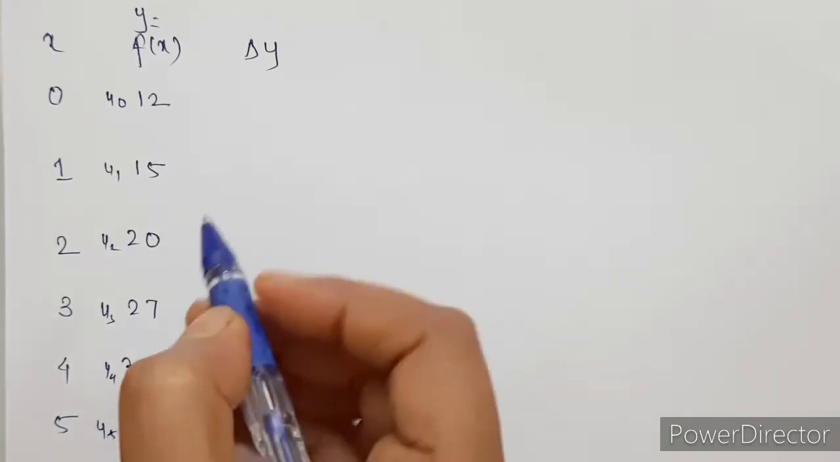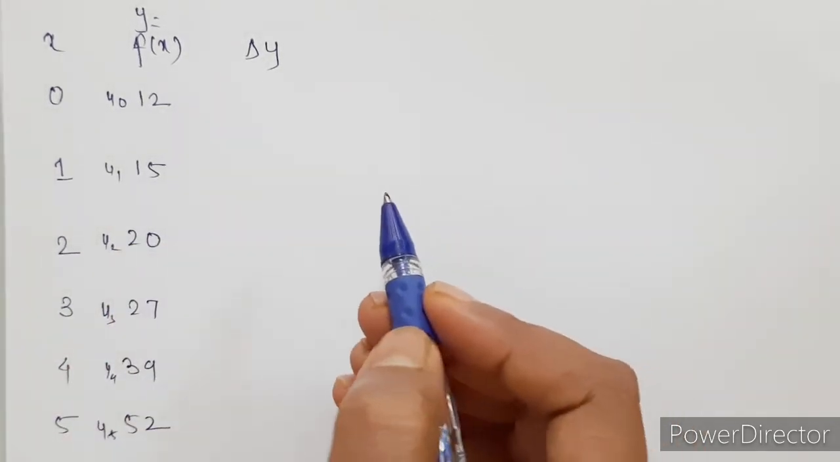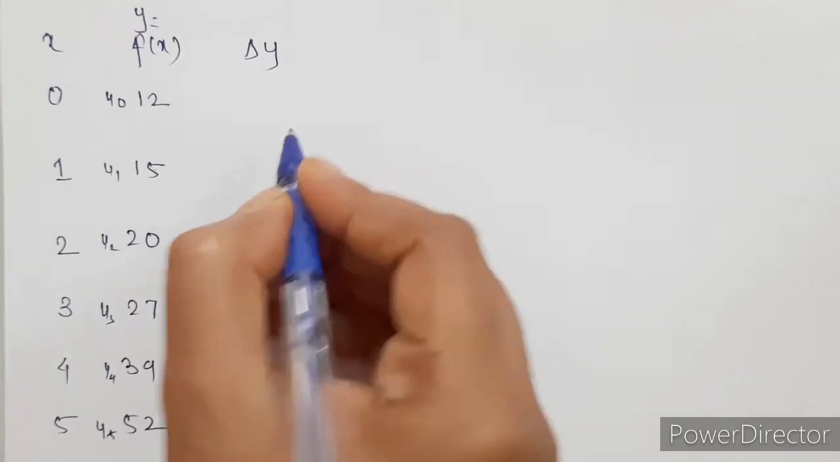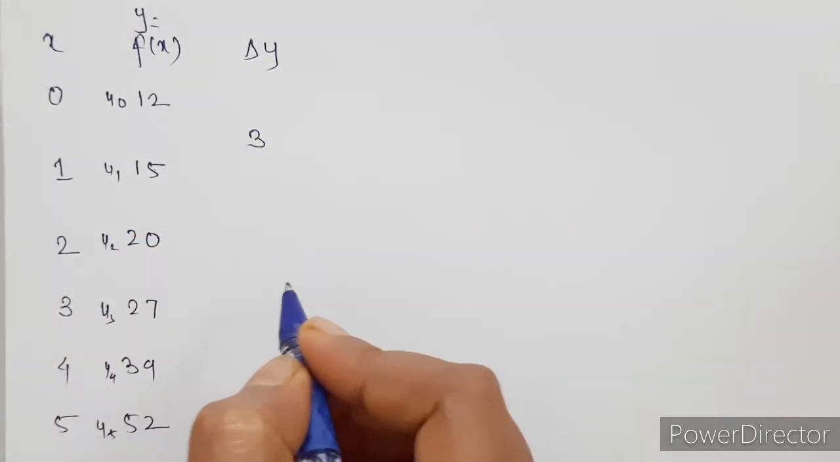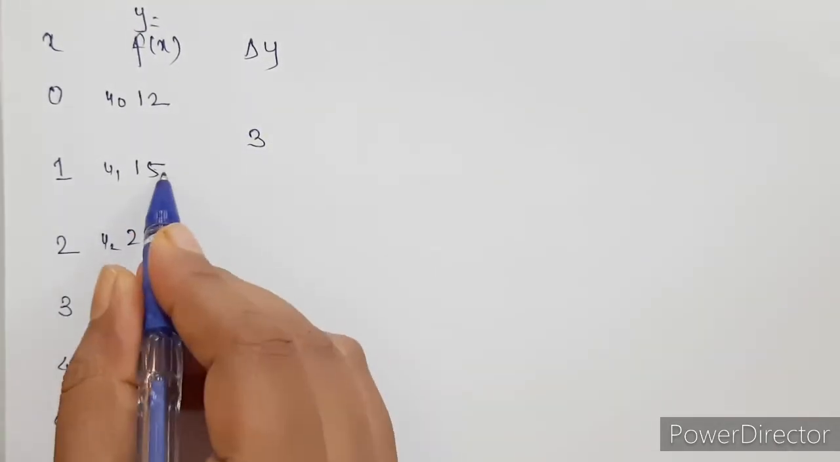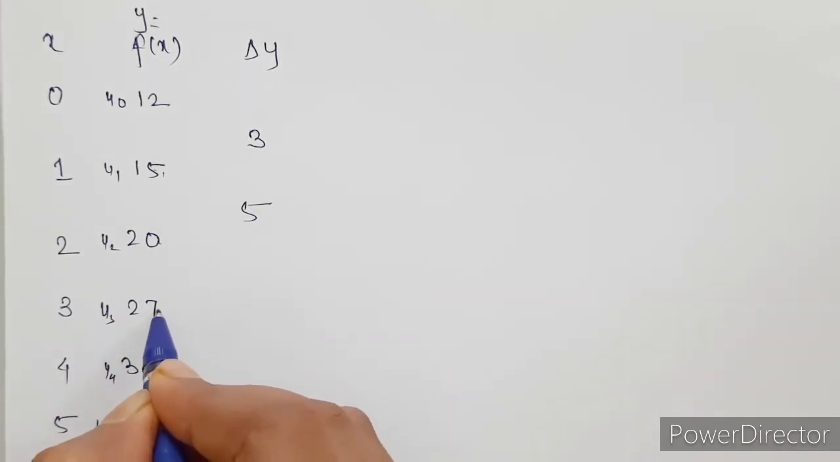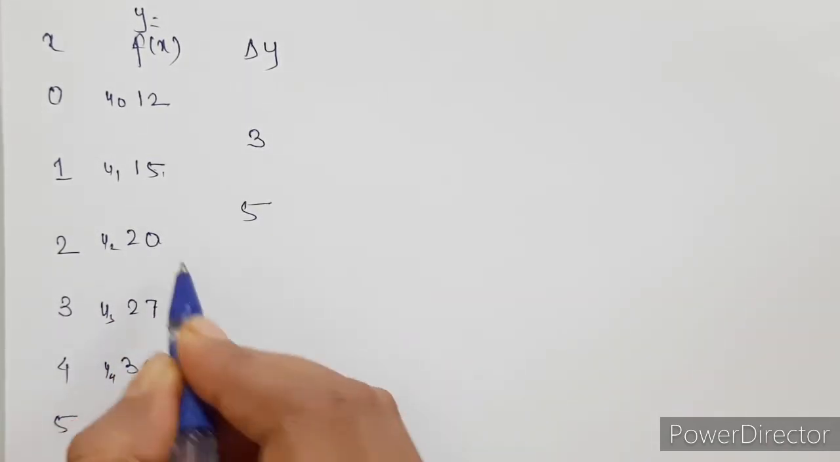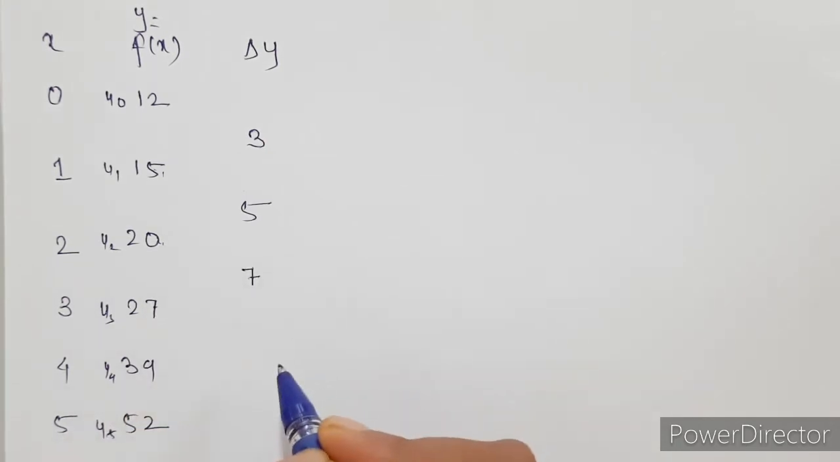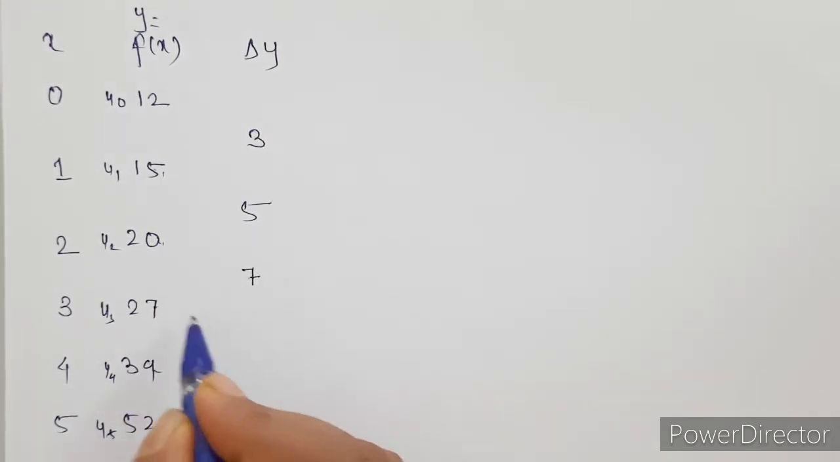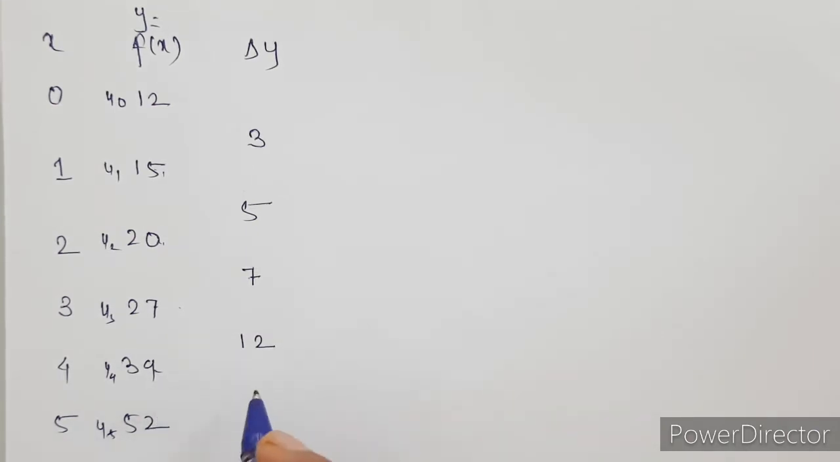The first difference is y1 minus y0. This 15 minus 12, which is nothing but 3. Second difference, 20 minus 15, 5. Third difference, 27 minus 20, 7. Then 39 minus 27, 12. 52 minus 39 is 13. So we got our first differences.